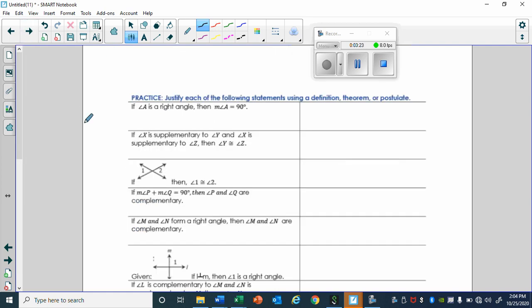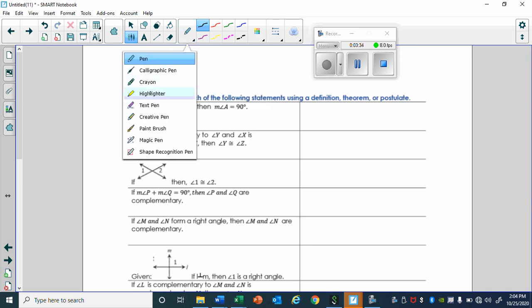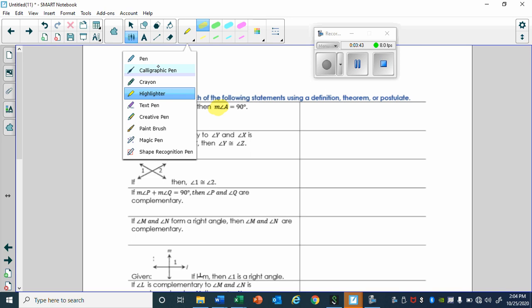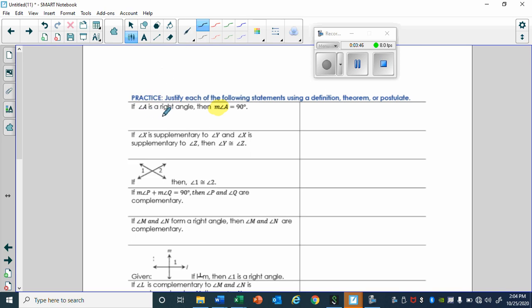Now, we're going to get started here on these properties. Keep in mind that I already know these properties, but some key information we want to highlight is that when we see this measure here, we're more than likely talking about a definition. It says if angle A is a right angle, then the measure of angle A equals 90 degrees. So here we're talking about the definition, so we use DEF of a right angle, and I'm going to use a symbol for angle.